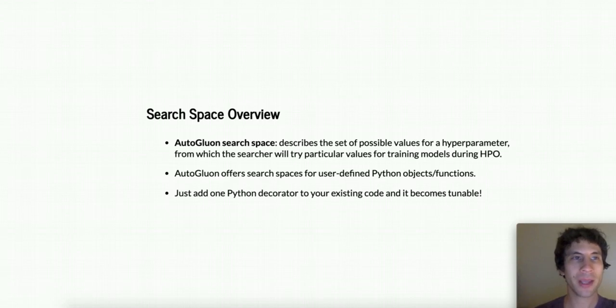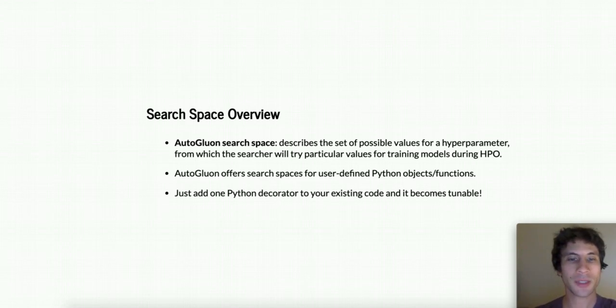We first explain some of the search spaces supported by AutoGluon. These include simple spaces and nested search spaces. Each search space describes the set of possible values for a hyperparameter from which the searcher will try training models with particular values during hyperparameter optimization. AutoGluon also enables search spaces inside user-defined objects using certain decorators, and you can also decorate functions to automatically make them tunable.